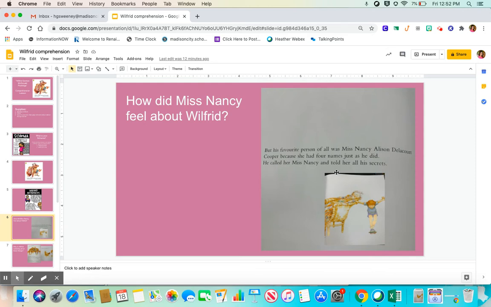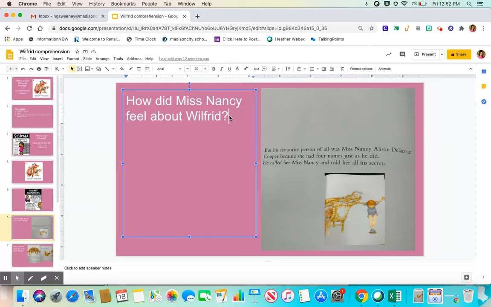And then here is a picture that goes with this page. So the question is, how does Miss Nancy feel about Wilfrid? So when we get to this, we can use this part of the text to help us answer that part of the question, okay? Now, we know that Wilfrid loves Miss Nancy. And we know that it looks like Miss Nancy probably feels the same way about Wilfrid, because look at how she's laying back in the chair and looking at him playing. And then she listens to all of his secrets.